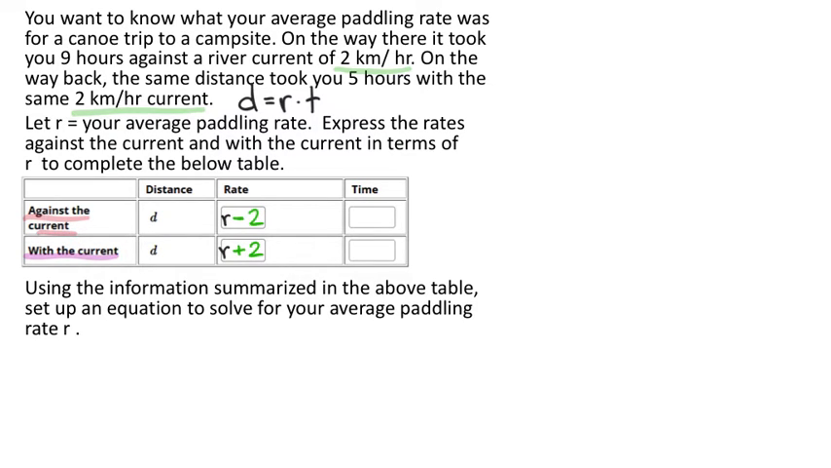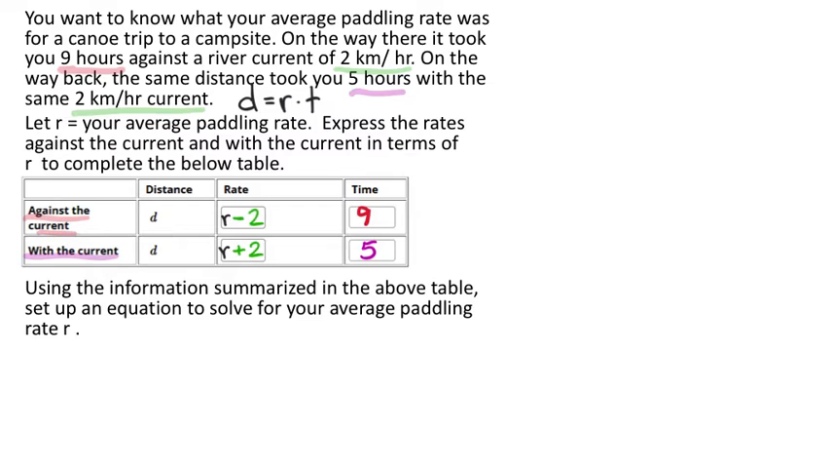Now, something else we notice here is that if you're going against the current, that trip took you 9 hours. The reason why we need that is that's the time. So the time going against the current was 9 hours. Going with the current was 5 hours, so that's time as well, but that's with the current, and yeah, we did expect that to take less time. So this is how you're going to fill in those boxes.